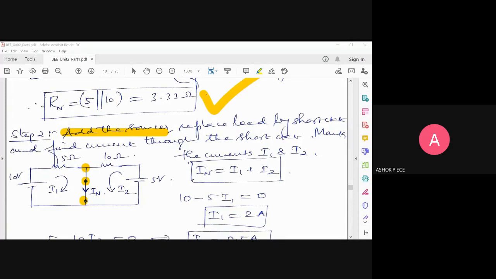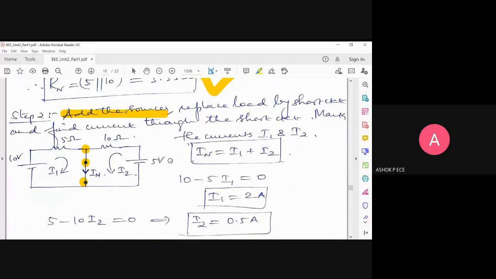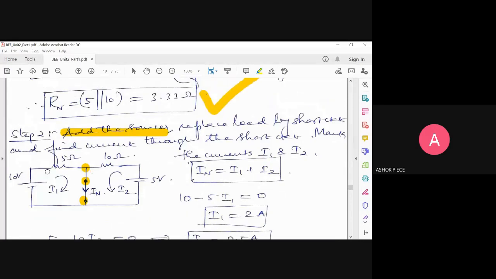Yes, Mithun, you are saying the answer. So using current division technique, I is equal to total current into opposite resistance by opposite resistance plus that resistance, which gives I is equal to 2.5 into 3.33 by 3.33 plus 5. I am asking you, I am not asking you the final answer. I am asking you this loop equation.